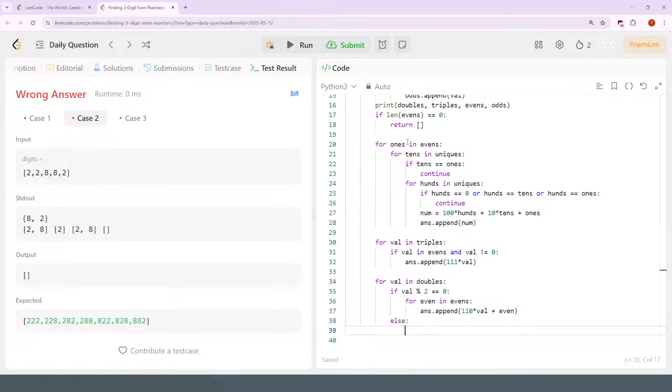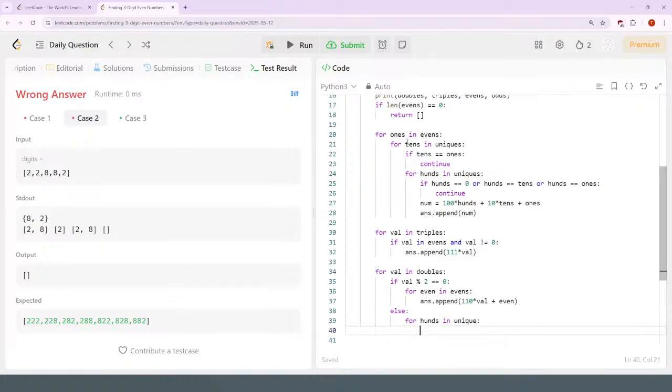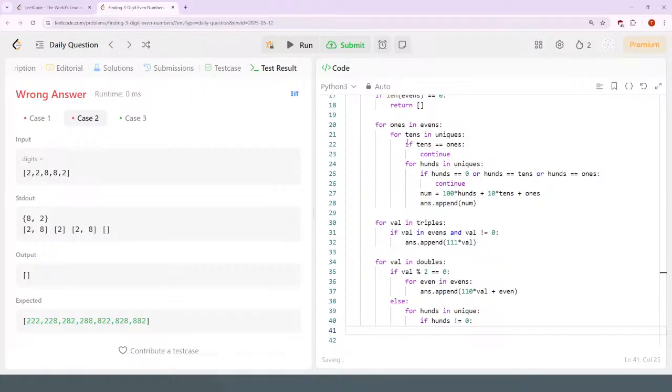Else, if it's two numbers, if it's two evens, then it can pair, then that can do anything besides 0 in my uniques as my leading number. For every huns in unique, if huns is 0, continue. Or if huns not equal to 0, and then answer.append.